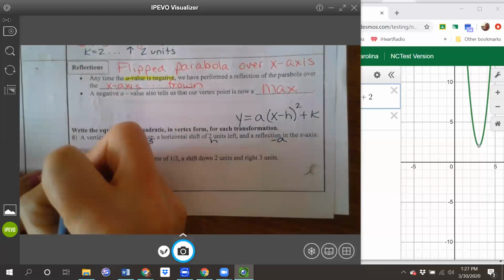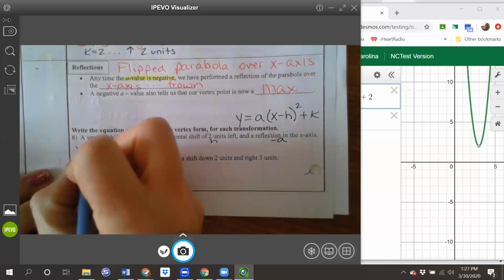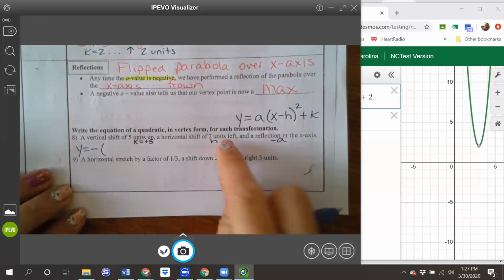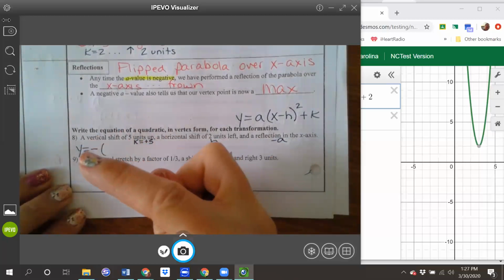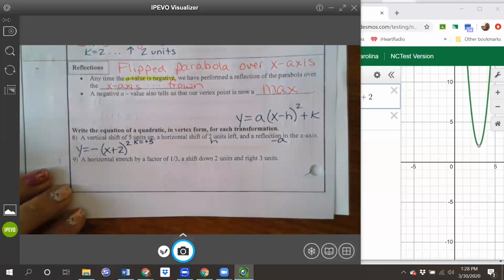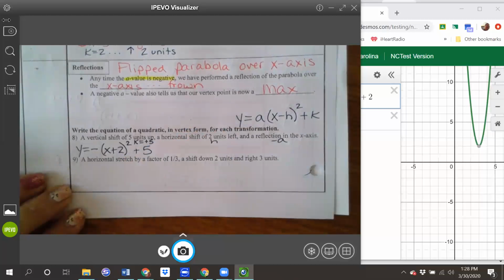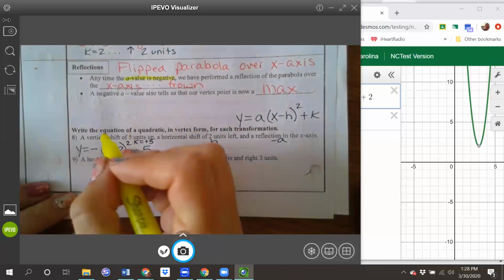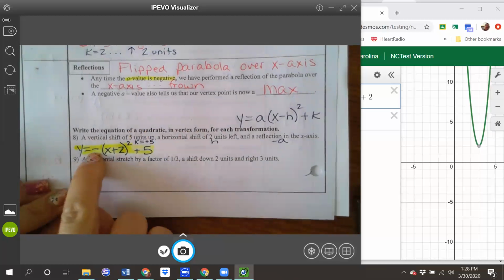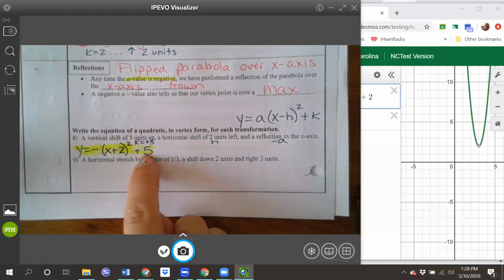All right, so let me write that in vertex form, and I'm going to put it all together. So my negative a. And then I have to go to the left 2. My gut tells me that's an x minus 2, but it's actually opposite, x plus 2, square it, followed by a plus 5. So that is your final answer, this equation right here. That's the reflection, that's moving it 2 units to the left, and that is moving it up 5 units.